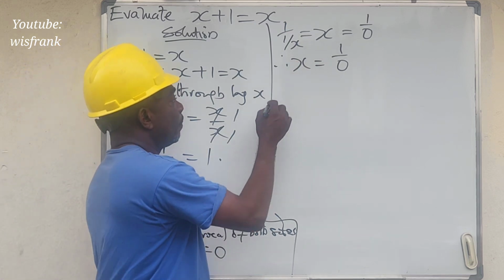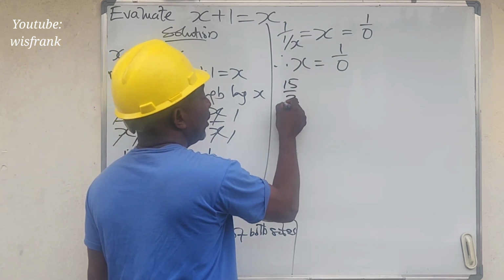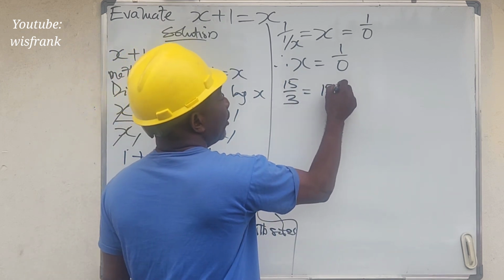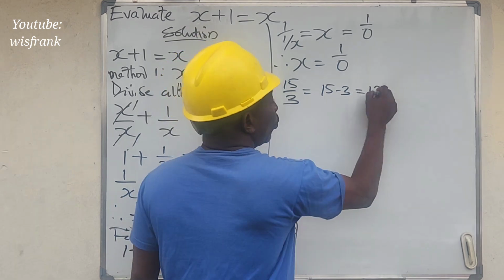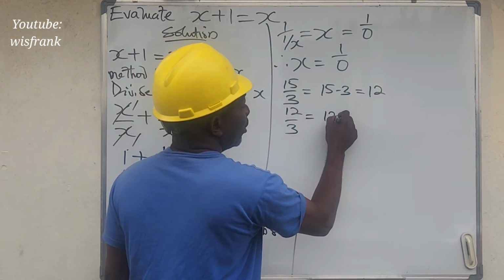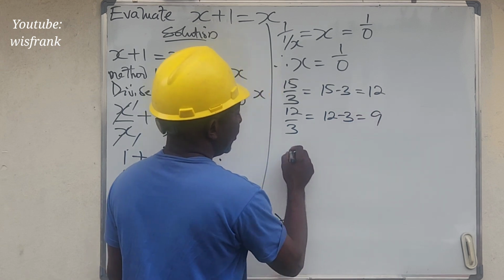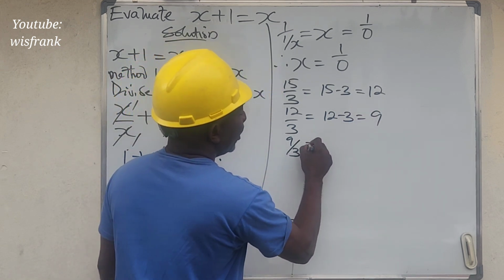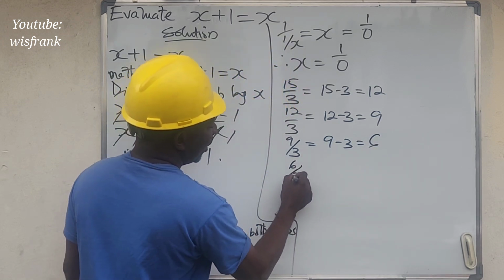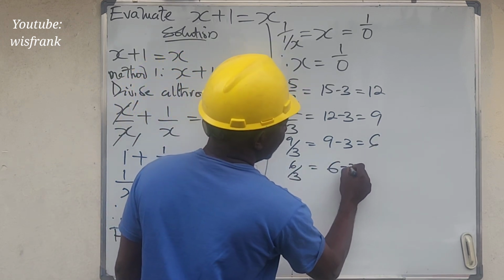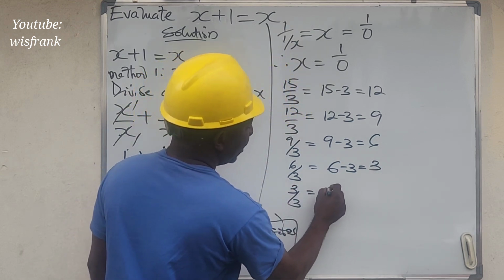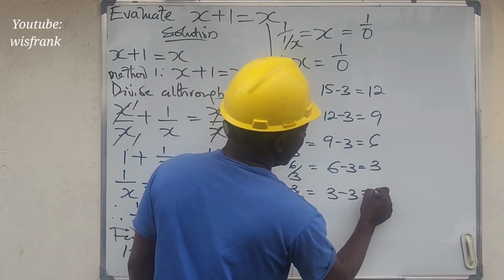If we have something like 15 all over 3, we take 15 minus 3, which will give us 12. Then we have 12 all over 3. Here 12 minus 3 will give us 9. So here will be 9 all over 3. Here 9 minus 3 will give us 6. Here we have 6 all over 3. Here 6 minus 3 will give us 3. Then we have 3 all over 3. Here 3 minus 3 will give us 0.